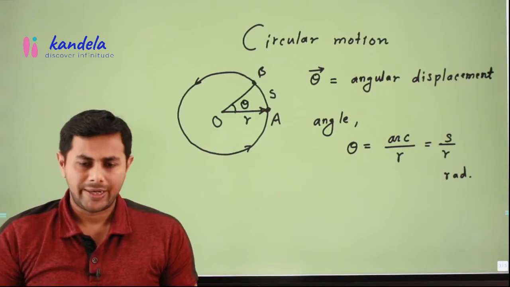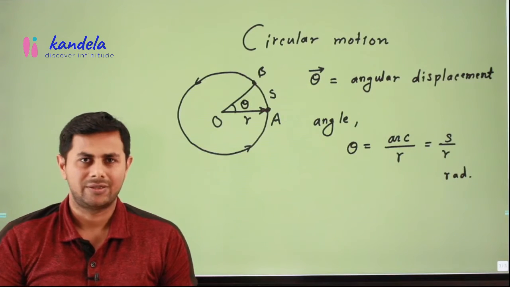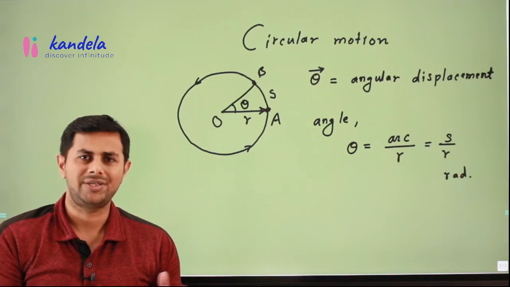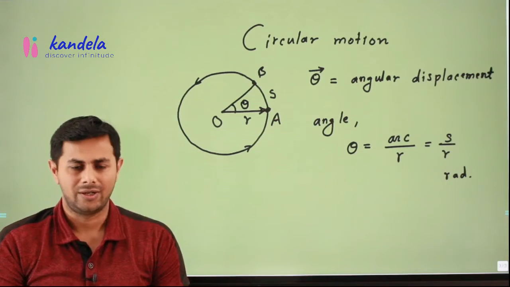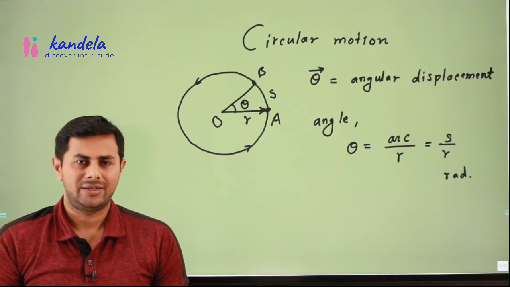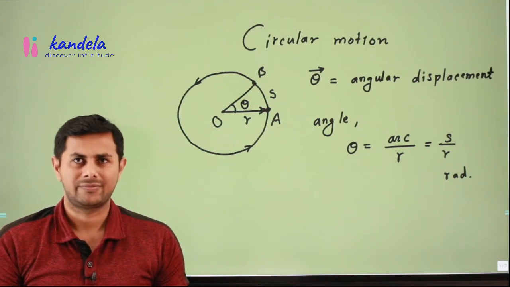So now we have defined angular displacement, which is analogous to what? Linear displacement in linear motion. So the next quantity is angular velocity.